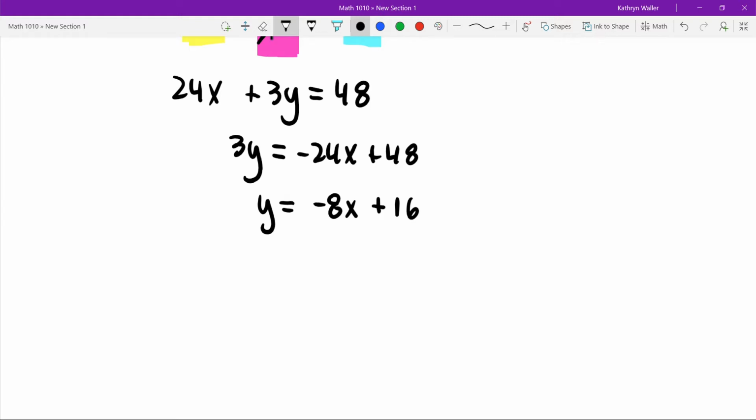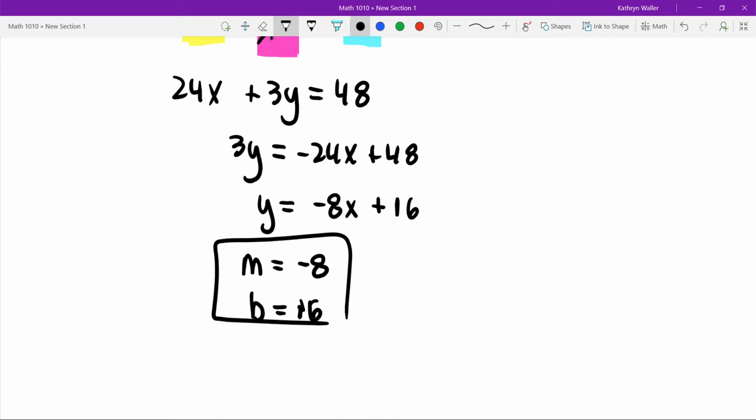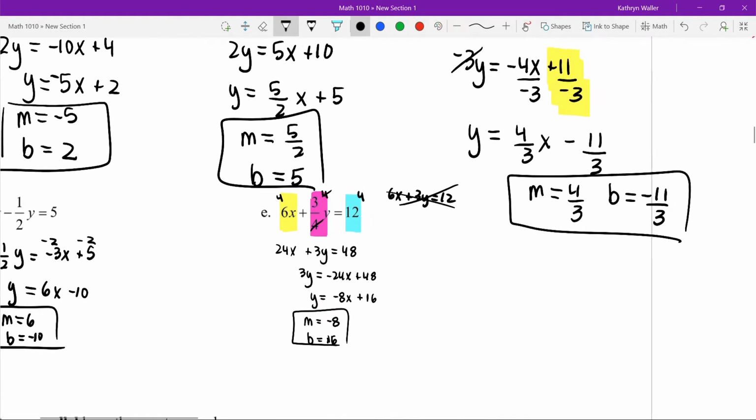Okay, so the slope is a negative 8, and the b is 16, and you're done. Okay? Who says, I'm good, I get that?